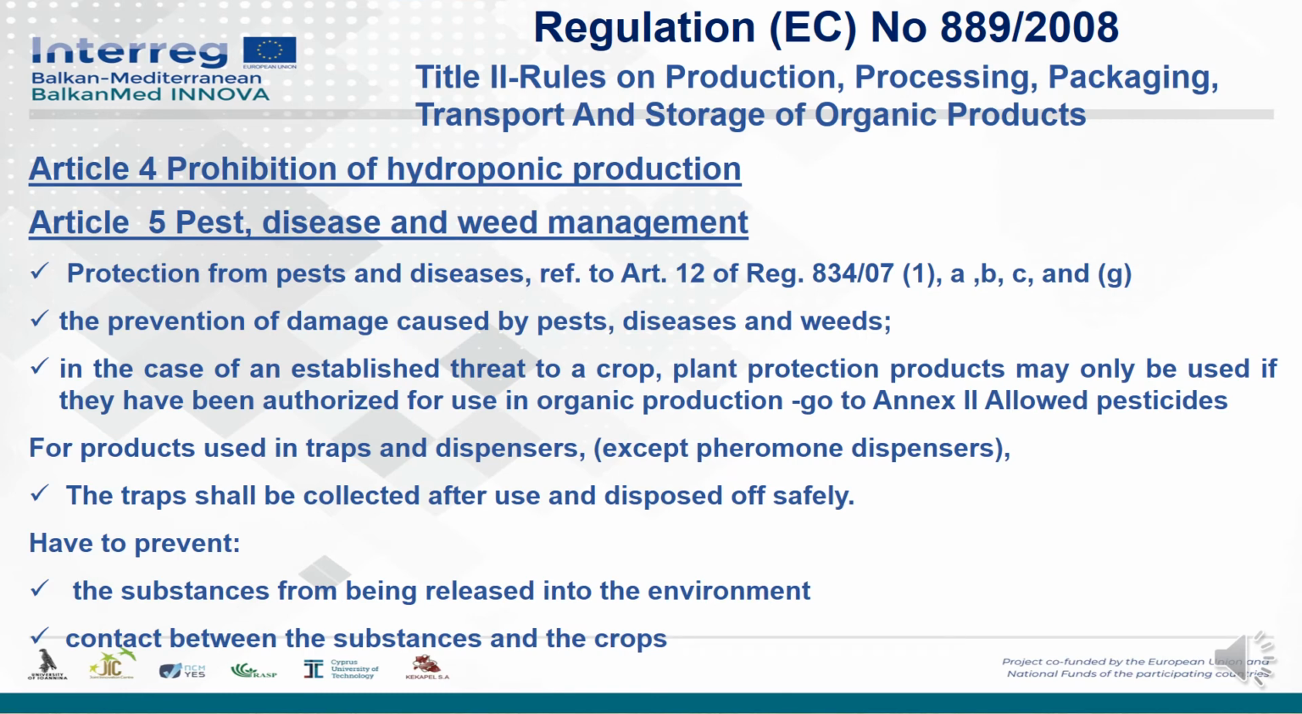Article 4, prohibition of hydroponic production. According to this article, hydroponic production is not considered and cannot be certified as an organic production method. Article 5, pest, disease and weed management.